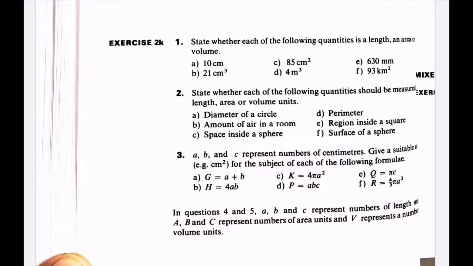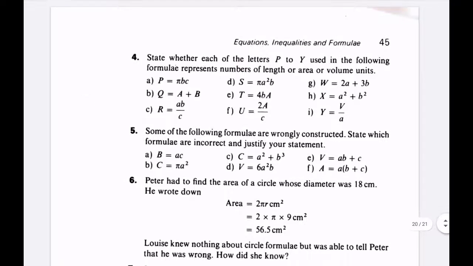If cm only, centimeter only, this is length. Centimeter square, this is area. Centimeter cube, this is volume. For three-dimensional and two-dimensional, this is the main concept. So with the help of this main concept, we can solve this whole exercise.